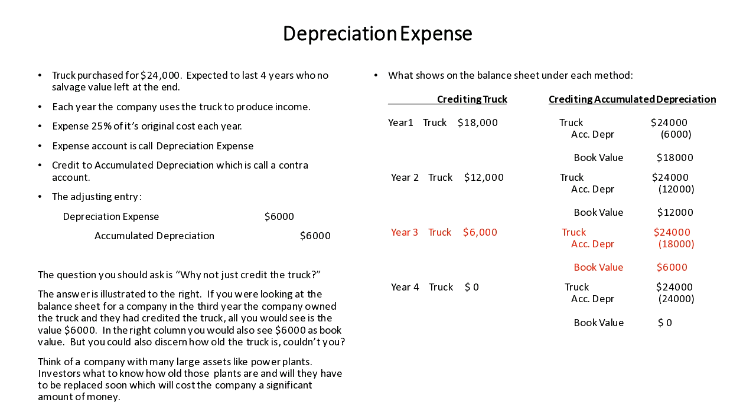So the entry in this case would be a debit to depreciation expense for $6,000, and a credit to accumulated depreciation of $6,000. The question you should ask yourself is, why don't you just credit the truck? Now I've tried to illustrate this to the right. This is going to show you what's on the balance sheet.